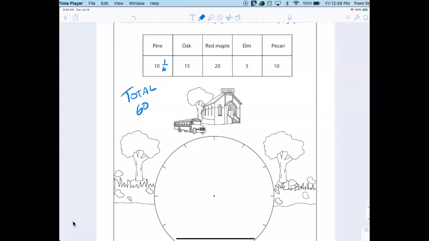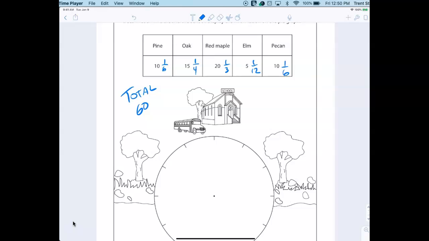Is everybody with me on that so far? Tell me, 20, red maple. A third. And now elm: 1/12. And now somebody tell me about the pecan. 1/6. Now, the issue we have is that I'm asking you to graph that.